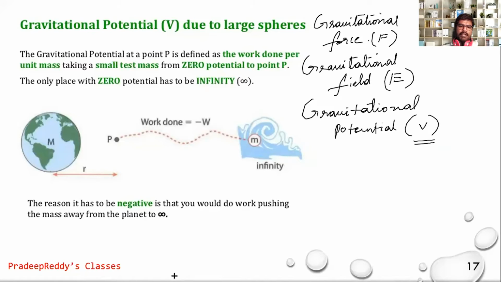Now this is mass of the earth. Here it is earth. And earth radius is capital R. This is radius of the earth. And you are calculating gravitational potential at this position, which is at a distance small r from the center of the earth. So this is a point where you want to calculate gravitational potential.